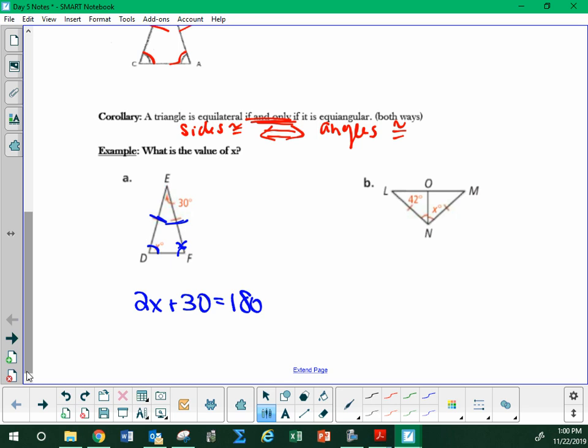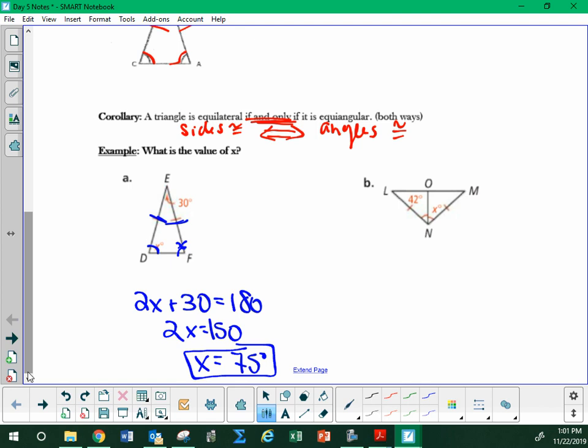Good. Remember our triangle angle sum theorem from two classes ago. All the angles add up to be 180 degrees. Subtract away your 30, we get 2x is 150. And what's our glorious x? 75.